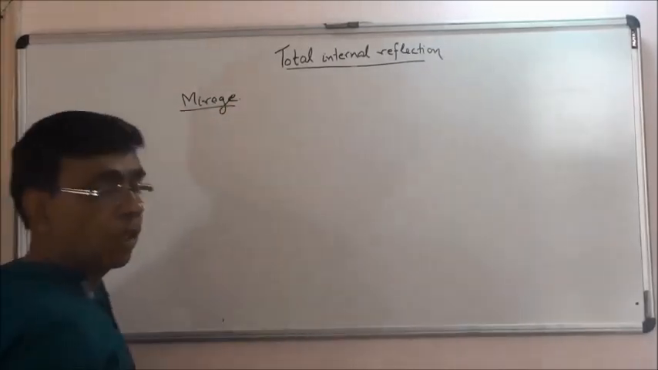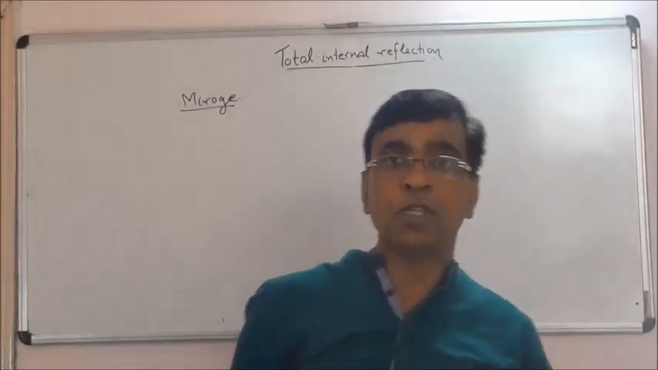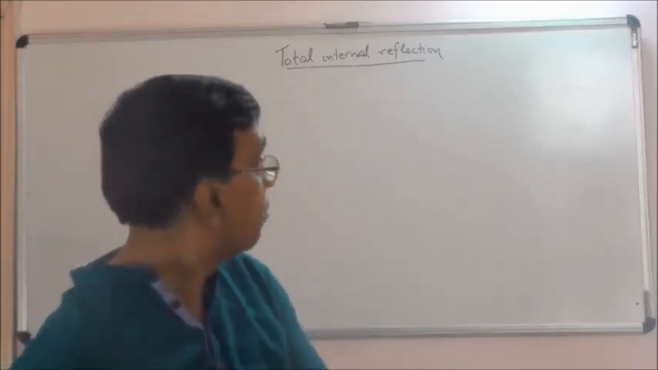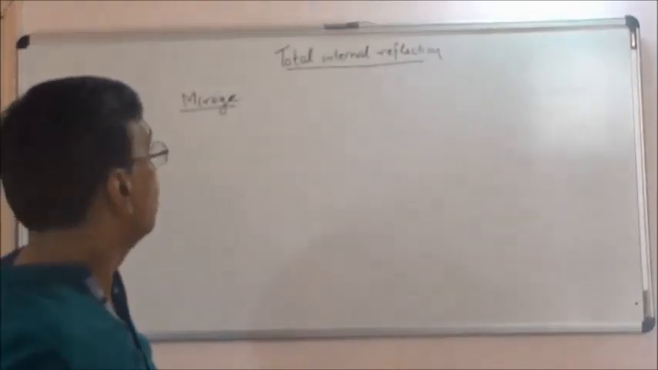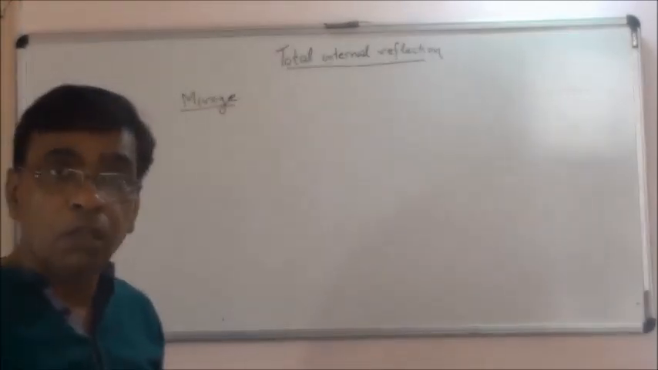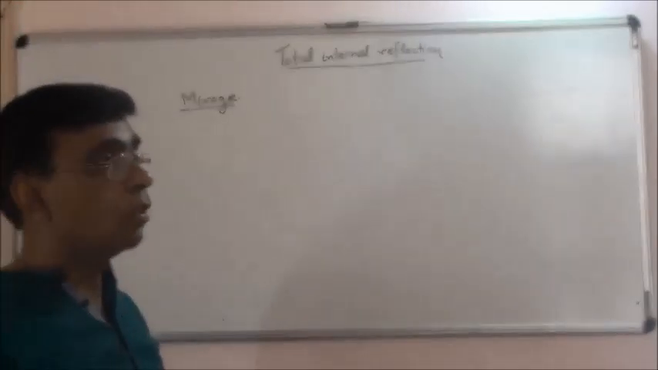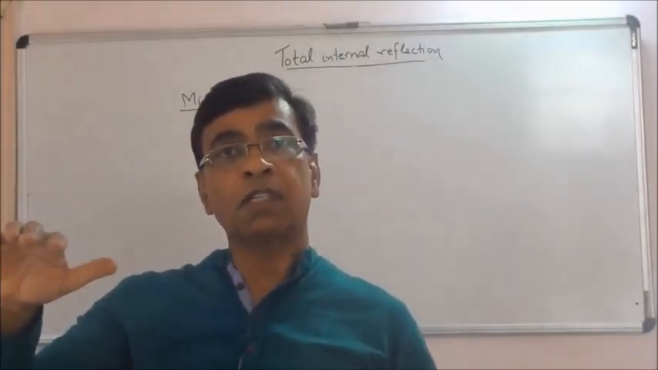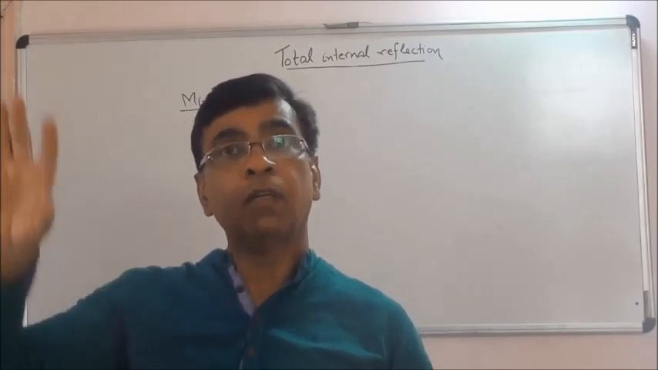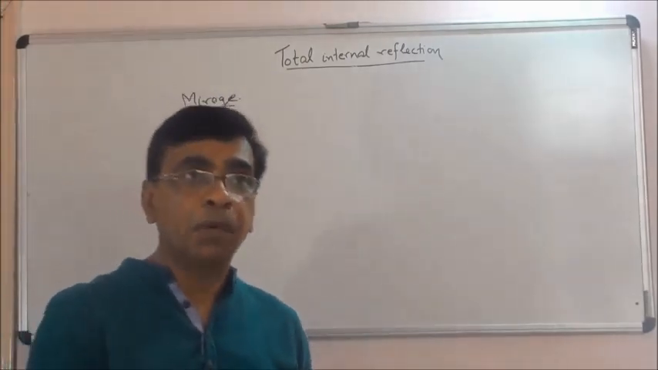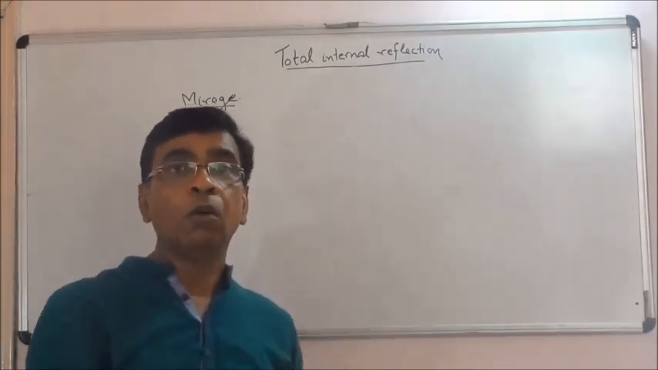Another phenomenon that can be explained using total internal reflection is mirage. It is an optical illusion in which on a hot summer day it appears that there is water on the surface. When you are driving and going on a highway and the temperature is high, it appears that there is water on road. I am showing you few pictures. Just see them properly.